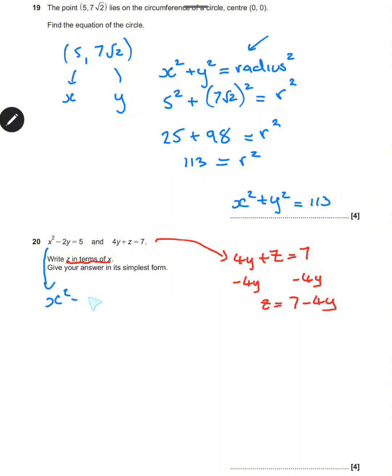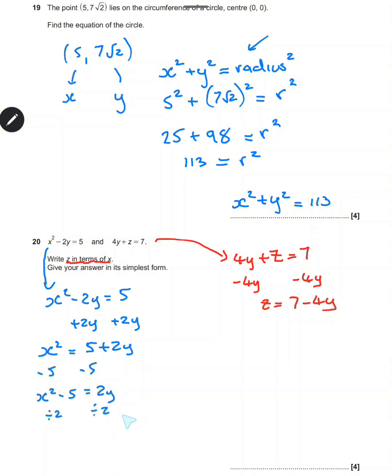I'm going to start with x squared minus 2y equals 5. I'm going to add 2y to both sides. Just bear with me as I work this through. And what you're left with is x squared equals 5 add 2y. Then I'm going to take 5 from both sides. And you get x squared take 5 equals 2y. And finally, I'm going to divide both sides by 2. And what we're going to get is y equals x squared minus 5 all divided by 2.